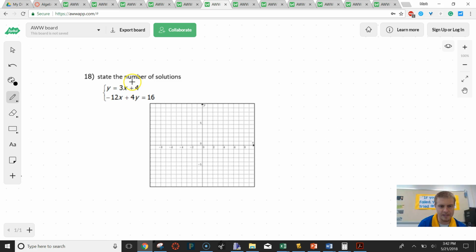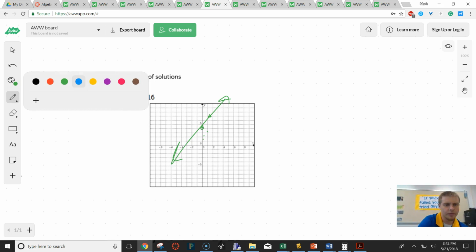This next one, we need to state how many solutions these things have. So I'm going to graph it to find that, but you don't need to graph it. You could just solve this by using substitution. But I'll graph it. I'm going to start up here at 4: 1, 2, 3, 4. And then I'm going to go up 3 and over 1. So 1, 2, 3 and over 1. And that's this first green line.